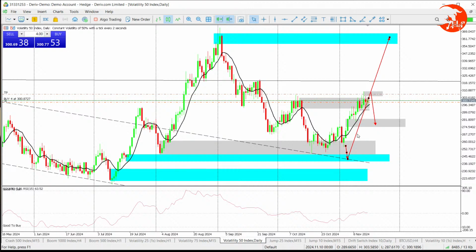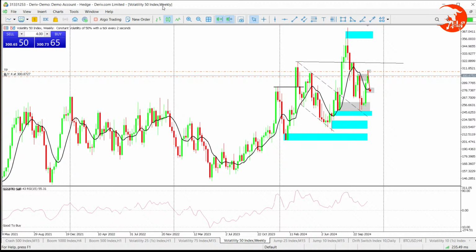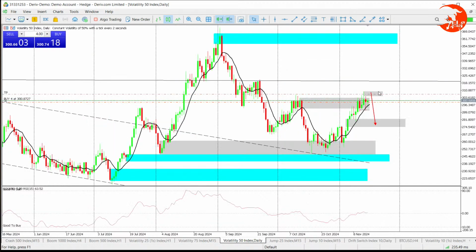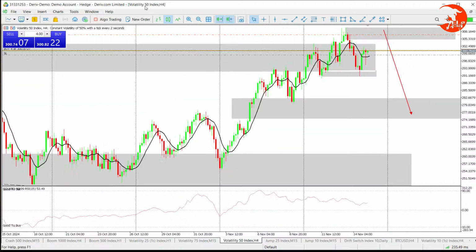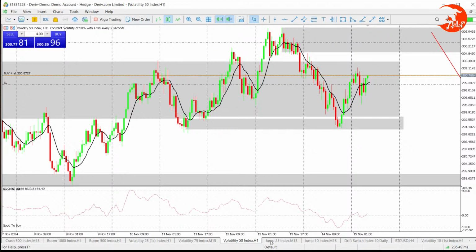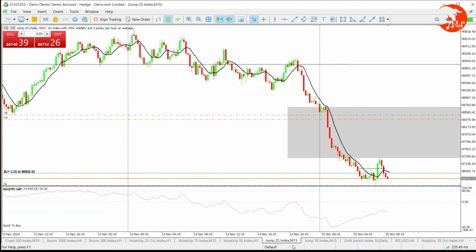I want to first delete this because that's the kind of move we are on already. So let me delete it. We know that we want price to reach there. That will be according to daily, once it mitigates liquidity right here. All right, so leave this back to H1 and head over to Jump 25.